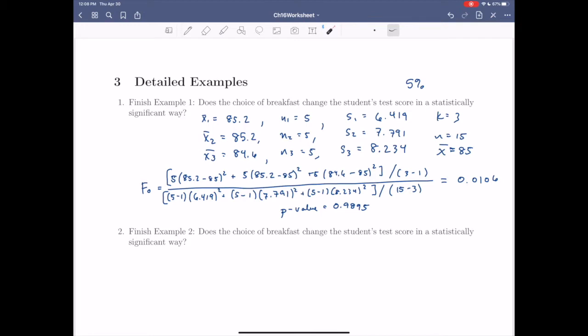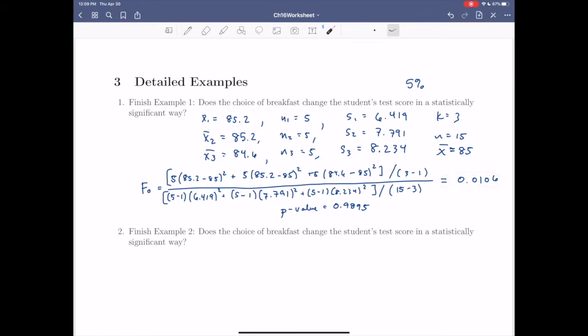And if you were to look for the critical value approach, what you would find would be that the critical value, we have 2 and 12 degrees of freedom, and we're looking at a 5% significance, so that's a 95% confidence. The critical value is about 3.885. 0.01 is far less than that, so we are very safely in the do not reject region.